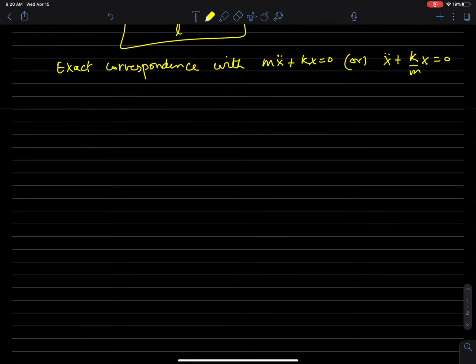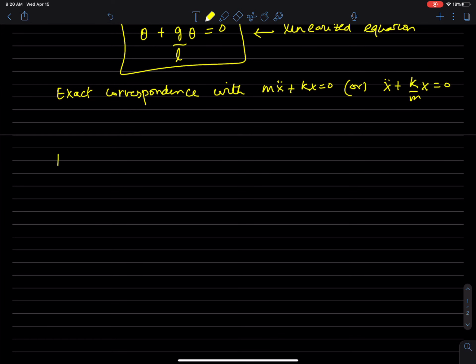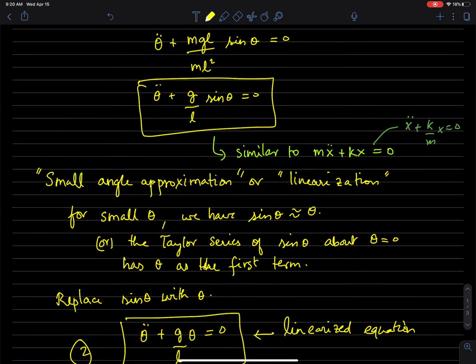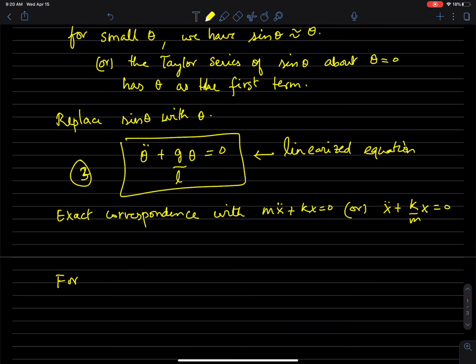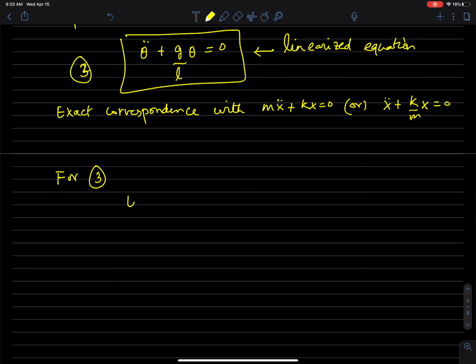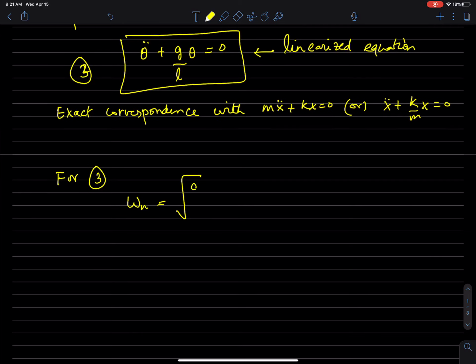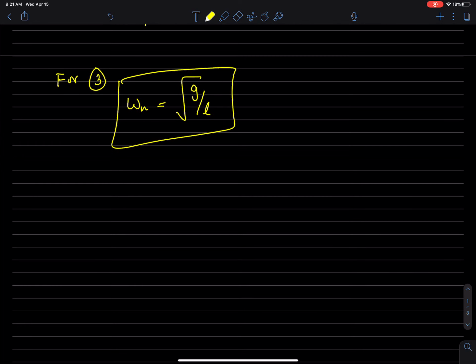So what this means is that for this equation, let's call this equation 2, and this equation number 3. For equation 3, omega n, analogous to the square root of k over m, is just the square root of g over L. Okay, that's it. And then for the time period, you can go f n equals omega n by 2 pi, or T n equals 2 pi by omega n, etc.